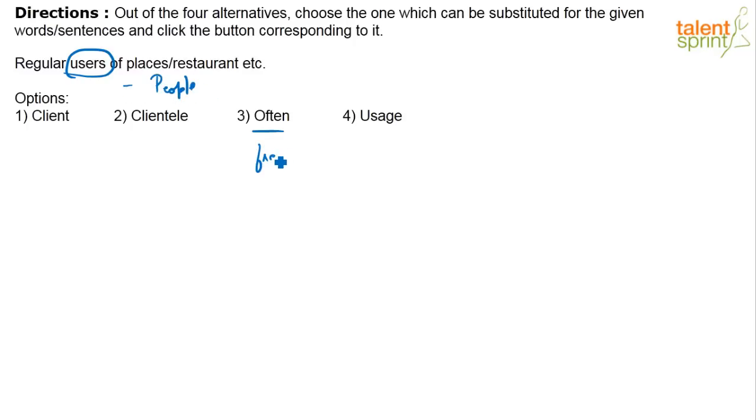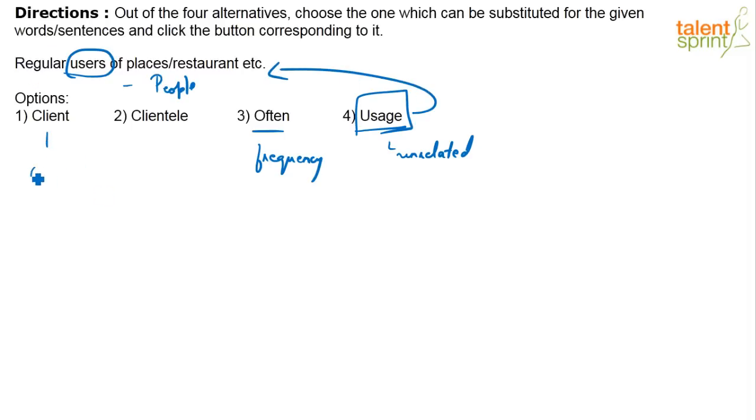Often only denotes the frequency. Usage is again an unrelated word in the context. I can't use this as a word to describe this phrase. We are talking about regular users, right? Client is my customer. Clientele is a body of customers, right? So, users meaning a whole group of people we are talking about here. The clients, not just one client, clients, right? So, which means it has to be clientele and not client. That's where the differentiator is.